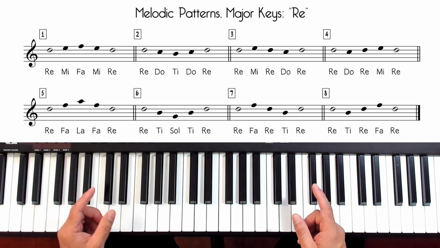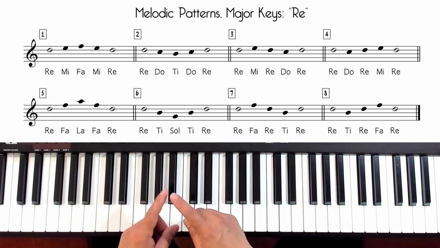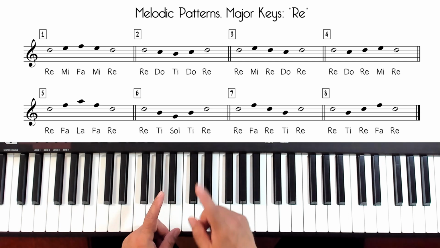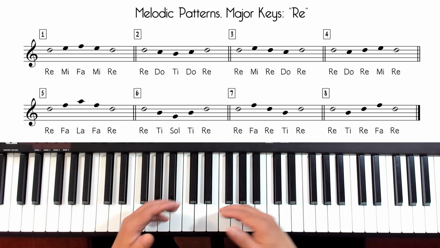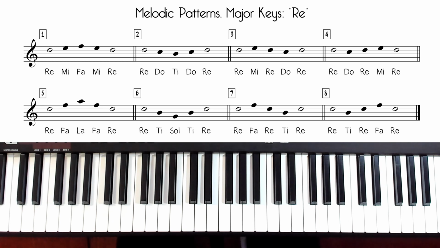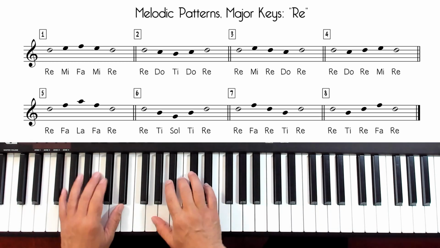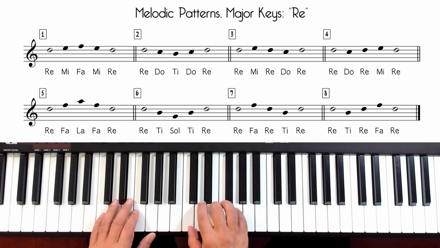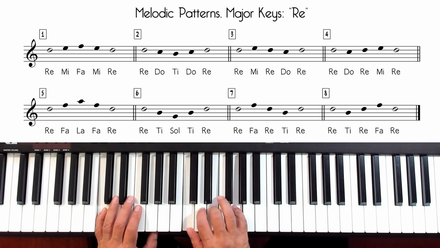We're gonna construct melodies on re, on the second degree, and we're gonna move from key to key to key. Okay? So here we go. Let's start in the key of C. We're gonna sing the first one, re, mi, fa, mi, re. Re, mi, fa, mi, re.